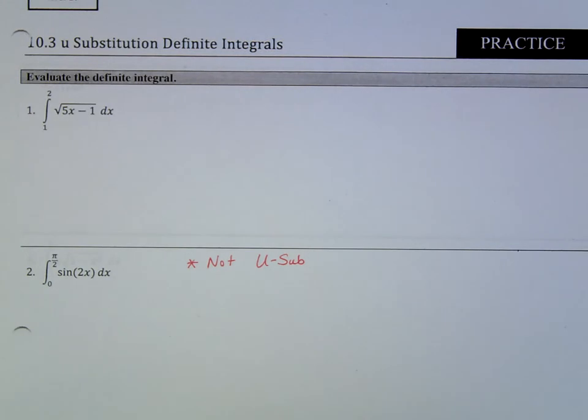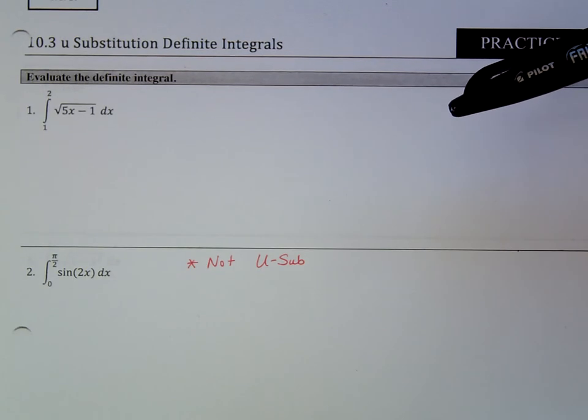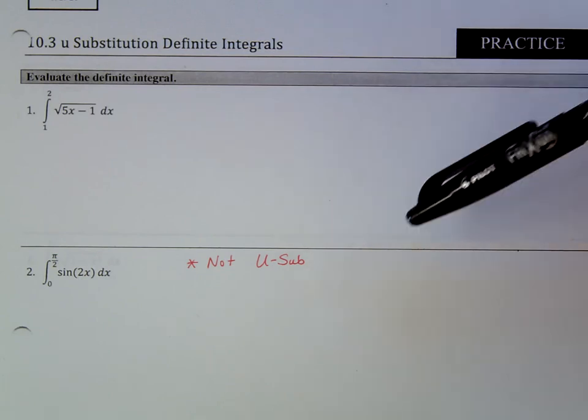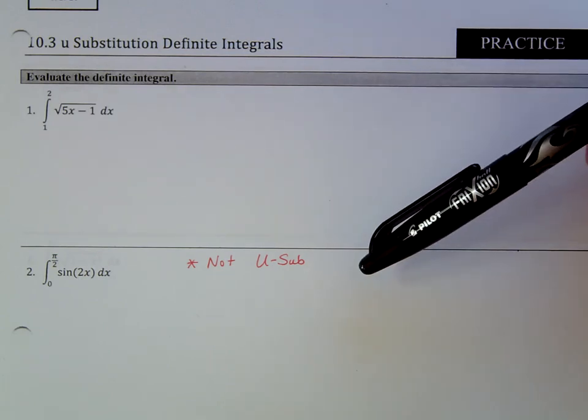Hi kids, I wanted to show you some examples from section 10.3 to help you do the practice problems. So here they are. In this particular section, they sprinkle in some examples that are not u substitution. So I kind of marked them on here, but you won't see them marked on your notes.